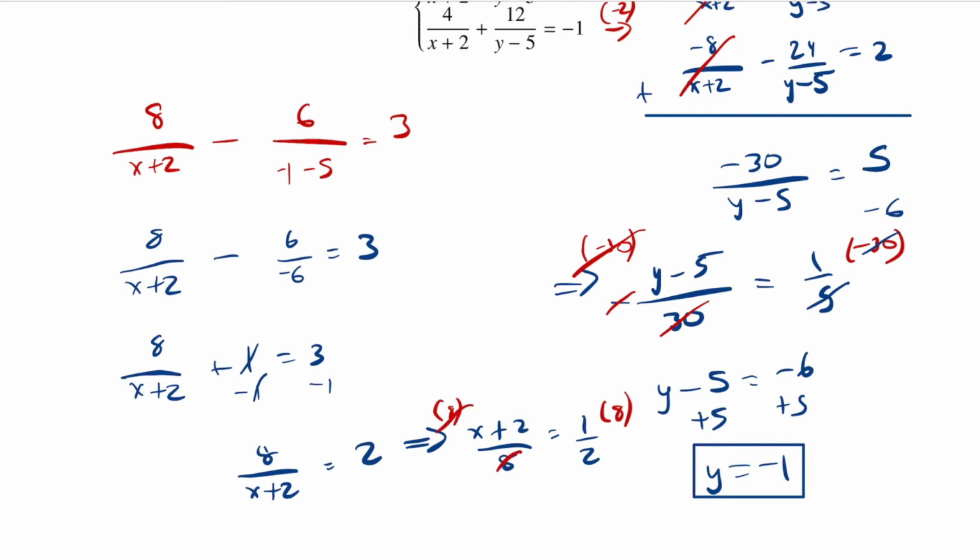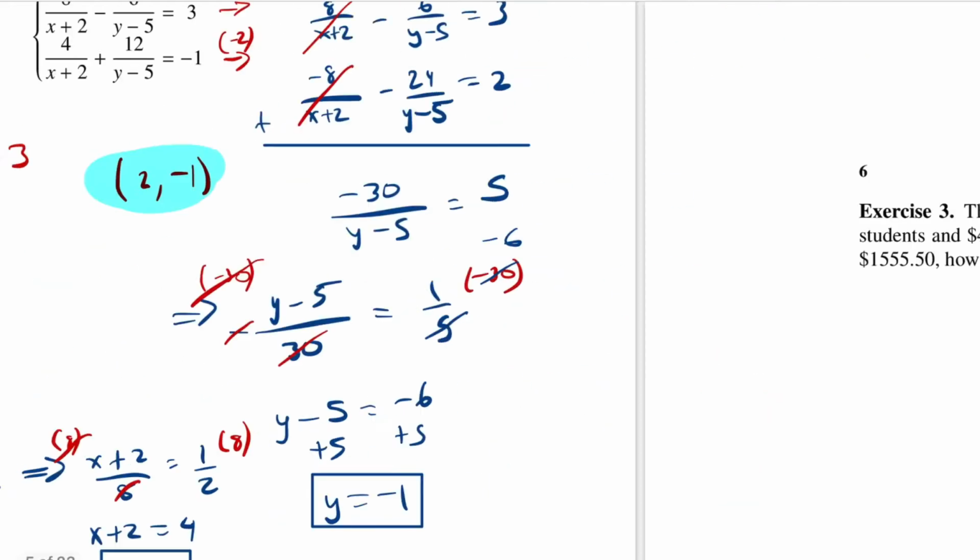Subtract 2, and you get 2. Final answer is going to be 2 comma negative 1. And we now have a couple word problems to go. So let's try this one.